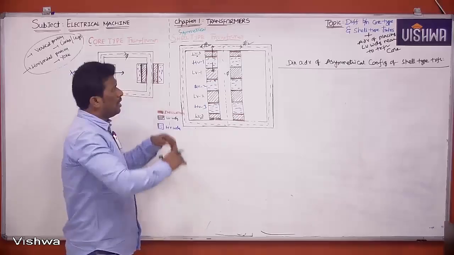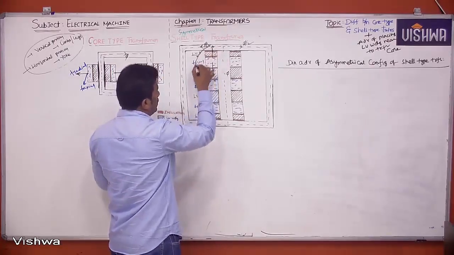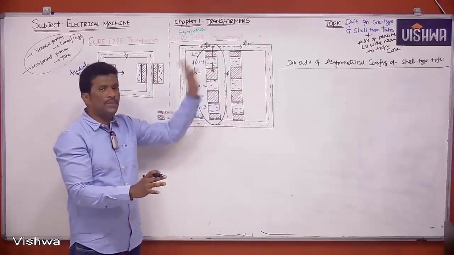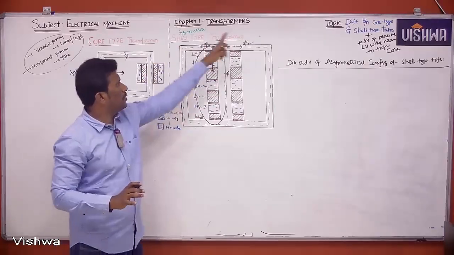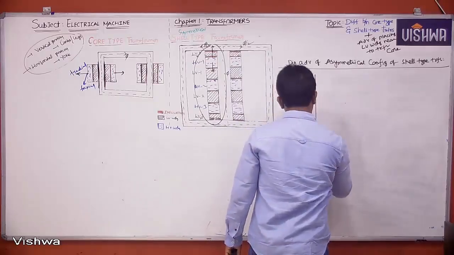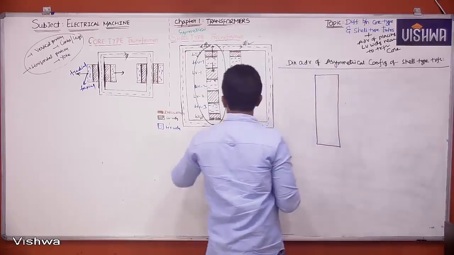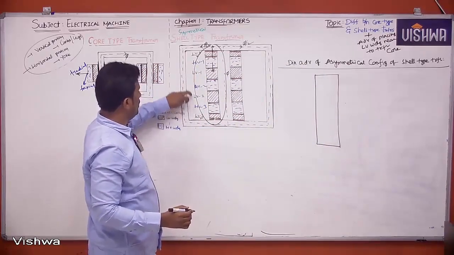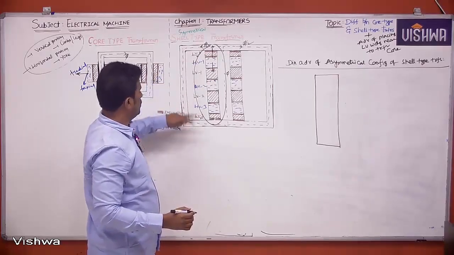See, there is no need to draw the entire diagram. I'm just drawing this portion only. Like that, this side also will be there. I just drew only one small section. Asymmetrical means it will be like this. Here, tell me how many sections are there? HV1, HV2, HV3: 3 HV sections are there. Here, LV1, LV2, LV3: 3 LV sections are there.